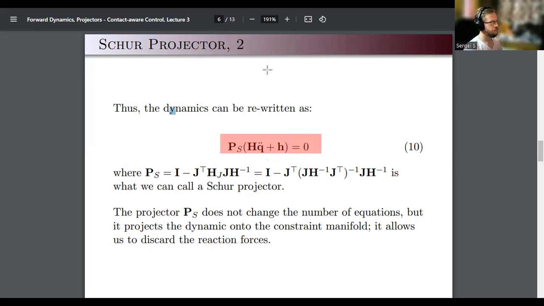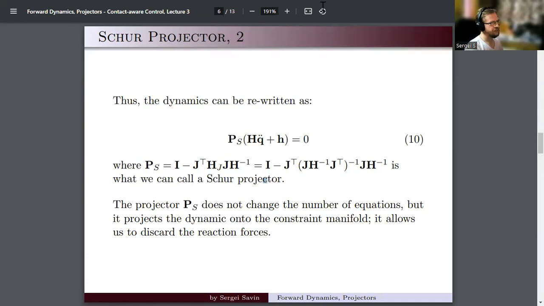Good. Thank you. No problem. Other questions? Okay. By the way, the dimensions of this projector are very easy to see because of this I here, right? The identity matrix I is always square, so this guy is square, so it projects from Rn to Rn. It cannot do anything else.